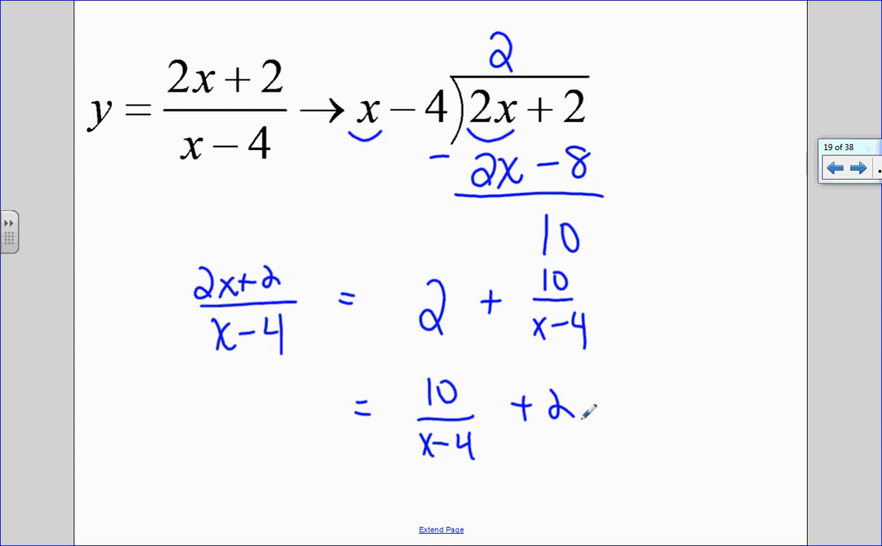Now, the reason that this is great is because now I can see this is my vertical stretch and there is no vertical reflection.